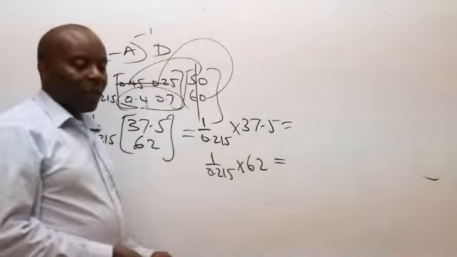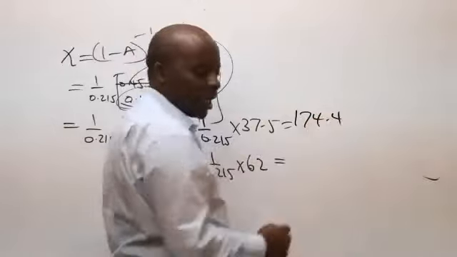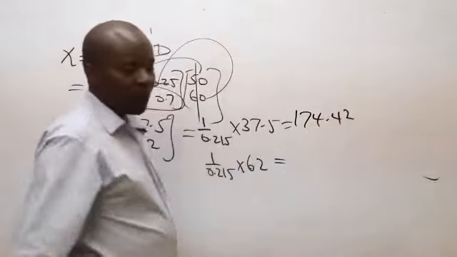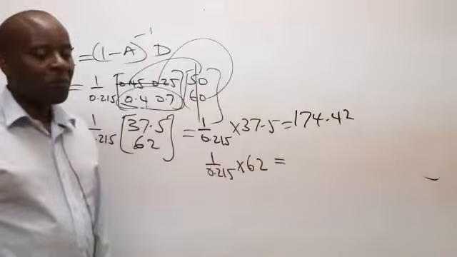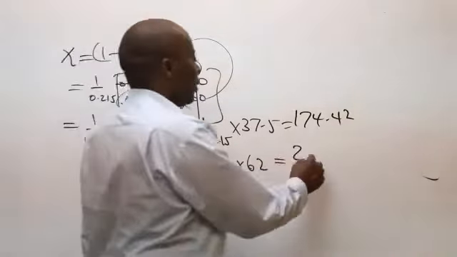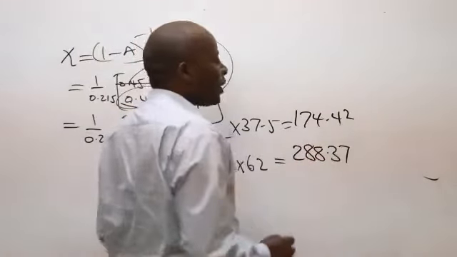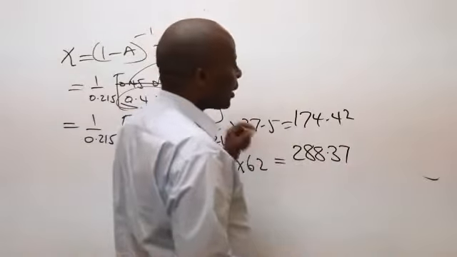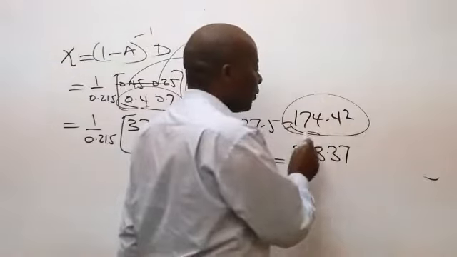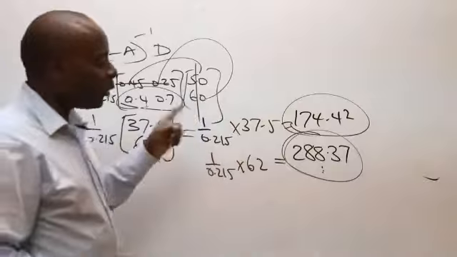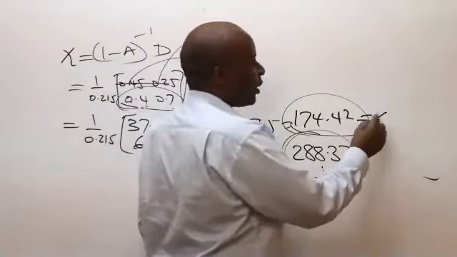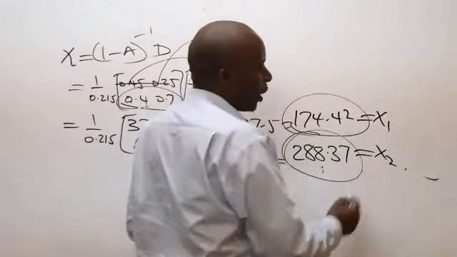So according to James, the first one should be 174.42, to two decimal places, and then the second one, 288.37. So it means that for these 2 sectors, for them to be able to satisfy total demand, they must endeavor to produce these outputs. So these are our predicted outputs. These are our X values, and because there are 2 X values, this could be my X1, and this could be my X2, like that.